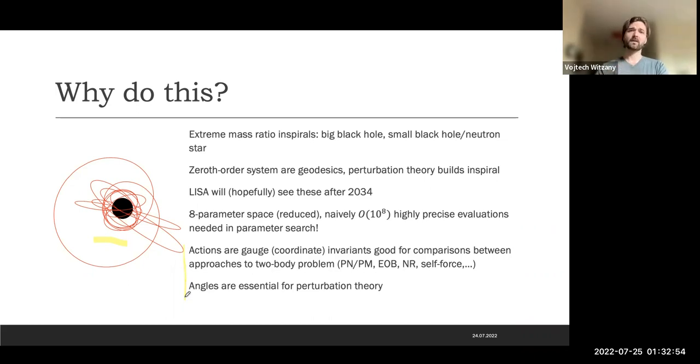And there are two reasons for that. First of them is that actions are gauge invariants, which means they set a certain golden standard for comparisons between the approaches to the relativistic two-body problem. And the second thing, quite obvious to someone who has been doing perturbation theory for EMRIs, is the fact that angles are essentially always referred to when constructing these perturbation theory approaches to extreme mass ratio inspirals. So they are very essential and they are often not known explicitly. And this work tries to construct them explicitly.